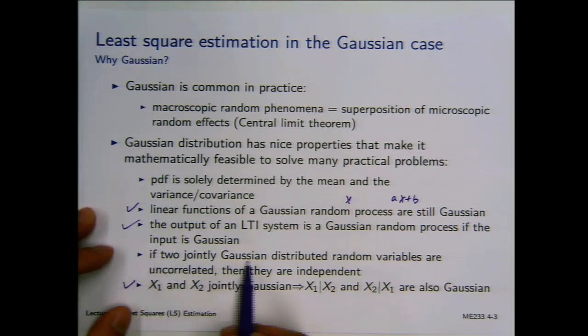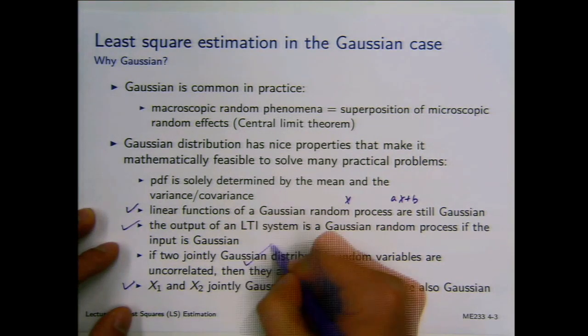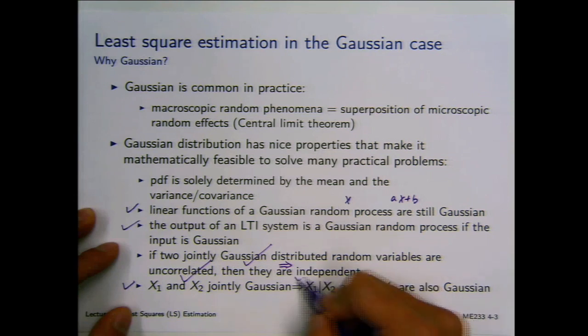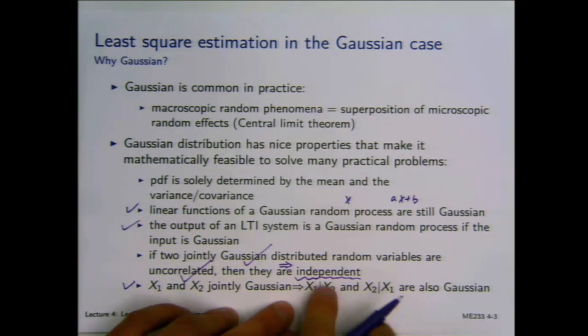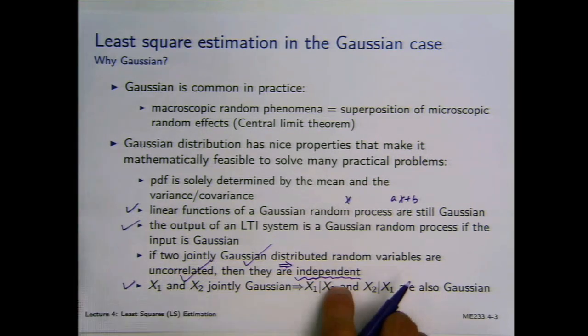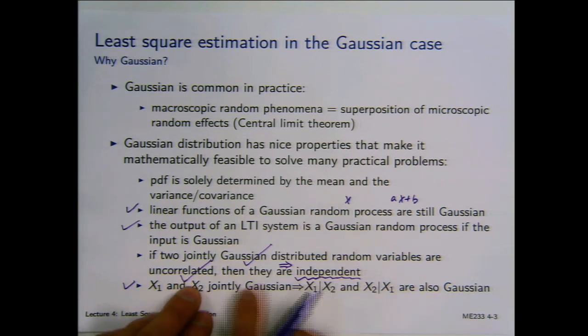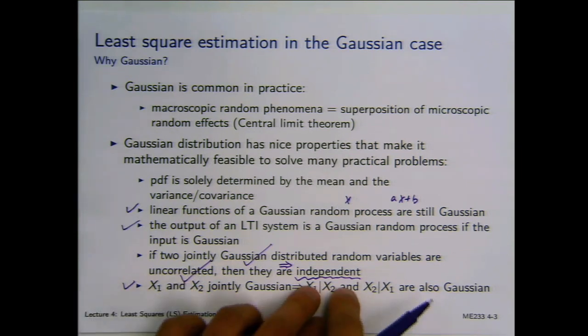If two jointly Gaussian distributed random variables are uncorrelated, then they are independent. You see here, the message is that if Gaussian and uncorrelated, then this implies independence. Okay? The converse is not true. If two random variables are independent, that doesn't mean they are uncorrelated. Not at all. But if it's Gaussian and uncorrelated, then we have independence. So this is a very nice property.